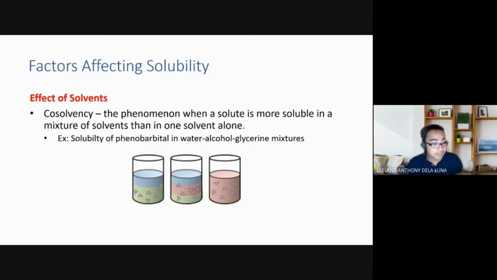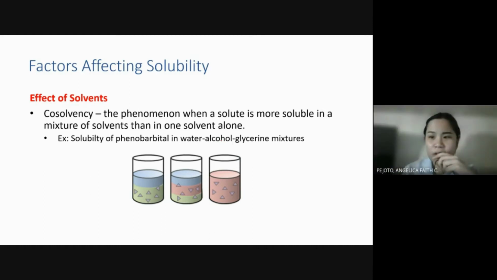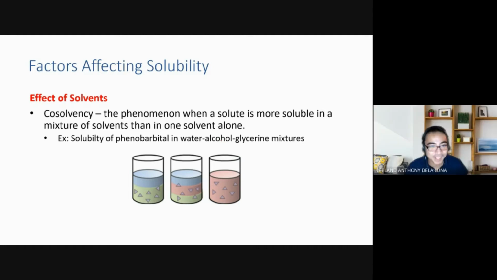Next one, effects of co-solvents. Now, class, madali lang intindihin to eh. Ano ibig sabihin pag sinabi ng co-solvent? Co-solvent. Collaborate. Same solvent, pinagsama. Very good. Ibig sabihin, class, imbis na isang solvent na ang ginamit ko, gumamit ako ng dalawang solvent. Okay? So, class, co-solvency is simply the phenomenon when a solute is actually more soluble in a mixture of solvents than just in one solvent.